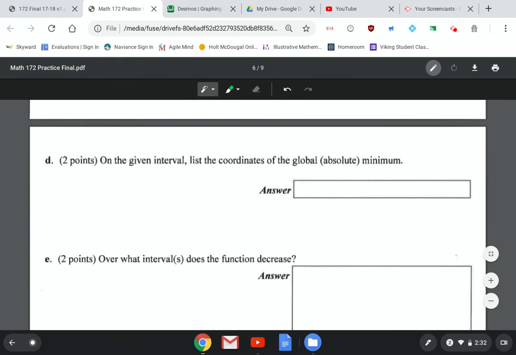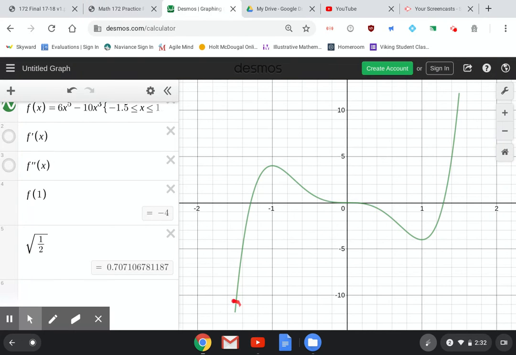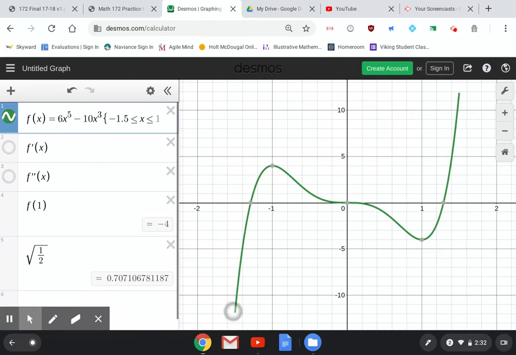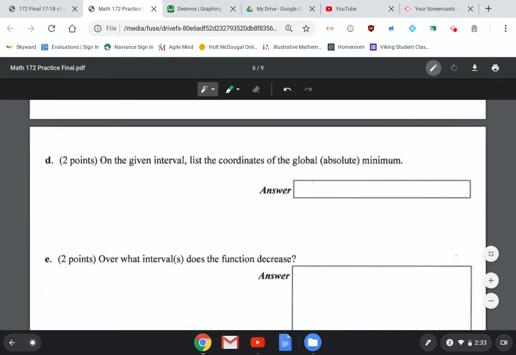Okay. On the given interval, list the coordinates of any global absolute minimum. So absolute minimum means what is the very, very, very lowest value. It doesn't say we have to use any calculus for this. So let's go back to this. The very, very lowest value is right here. So when I click on that point, it's negative 1.5 and negative 11.813. There is no value that's lower than that. So that is our absolute minimum. Negative 1.5, negative 11.813.